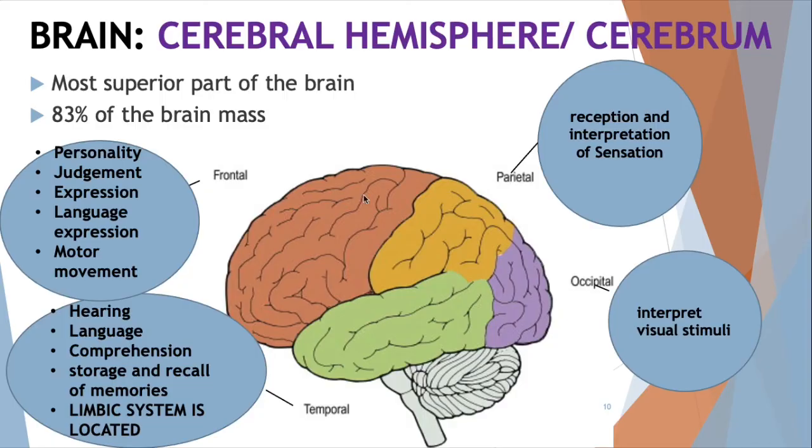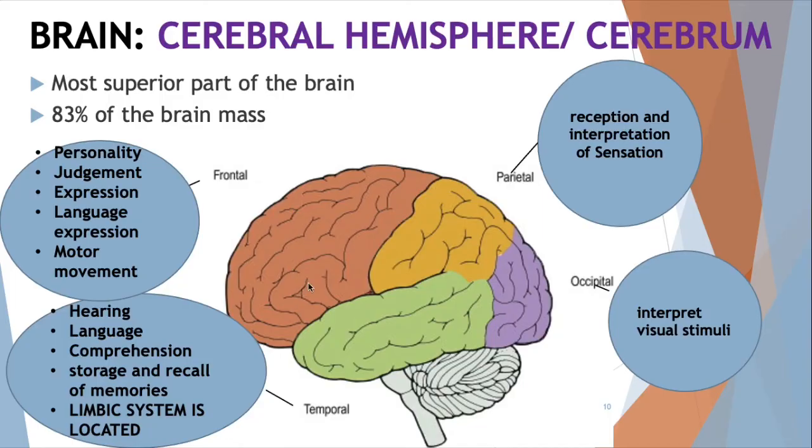For the frontal lobe, it is responsible for our personality, our judgment, language expression, and we also have the motor movement. Si temporal naman is responsible for our hearing, language comprehension, storage and recall of memories, and the limbic system is also located sa temporal. When we say limbic system, it controls the basic drives such as hunger, anger, emotion, and sexual drive.